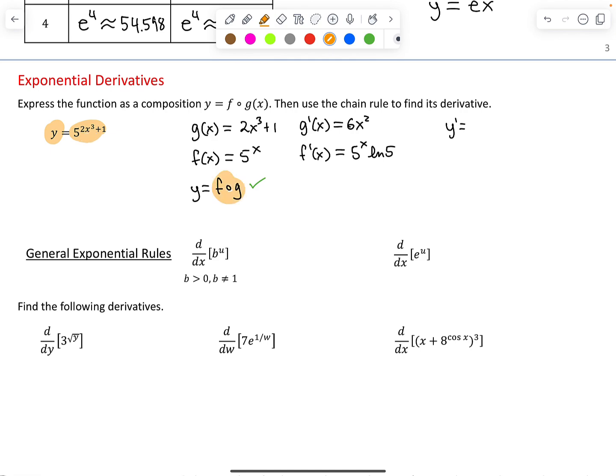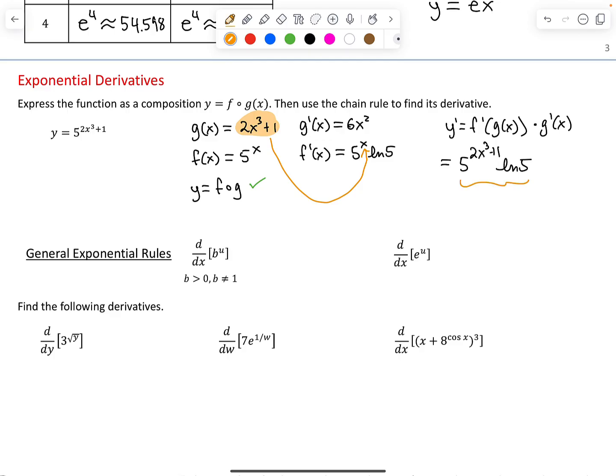Now the chain rule from previous lessons suggested that to differentiate this function y, which is a composite function, f of g, we would do f prime of g of x and then times g prime of x. So I'm going to take g of x and plug it in for all the x's in the f prime function. That would give me 5 raised to the 2x cubed plus 1, times the natural log of 5. So this portion right here represents f prime of g. And now we need to multiply this by g prime of x, which is 6x squared.